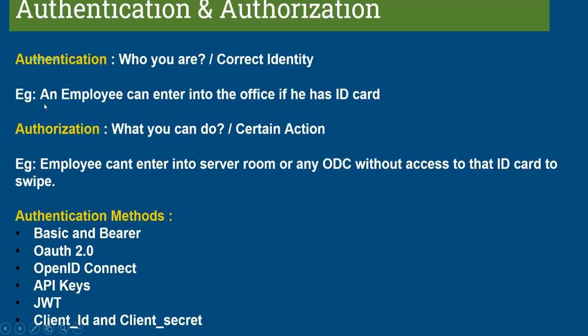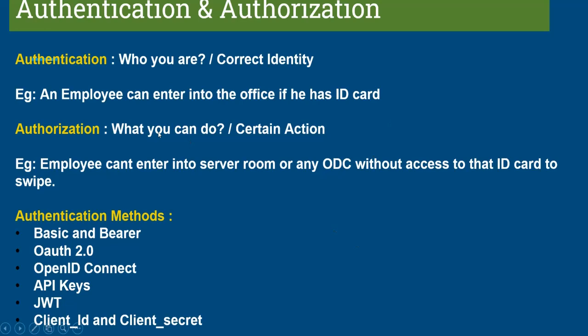So in general, maybe we can take one more example, like an employee can enter into an office if he has an ID card. If you are going to the office, you can show that ID card to the security. Security will check if that ID card is valid and is the company ID card. If he finds this is okay, he will allow you to enter into the office. You can use the cafeteria or any common area. You can access your workstation, right?